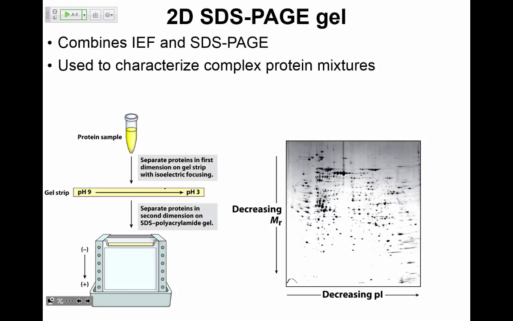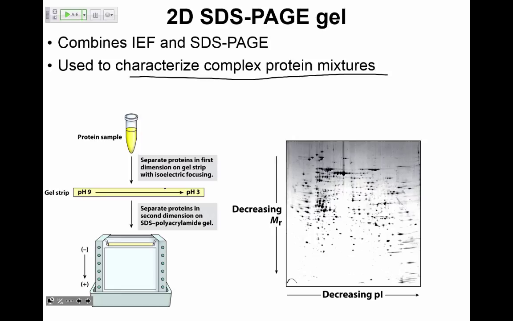Look how complex these things can get, right? Because now we're dealing with a whole cell. And you sit there and look at upregulation or downregulation, between either a sick patient and a healthy patient, or the sick patient and the treated patient. Okay, so let's talk about this. It combines isoelectric focusing and is used to characterize complex protein mixtures.